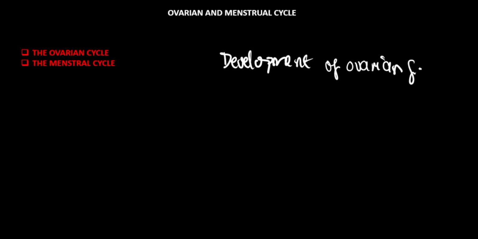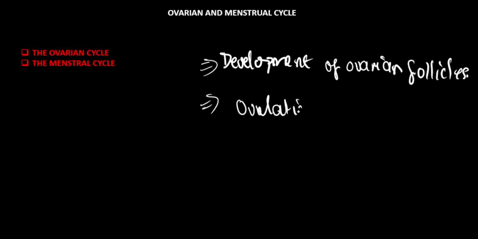Okay, so it involves the process of the development of the ovarian follicles. After the development of the ovarian follicles, what we have taking place next is ovulation. After ovulation, what we have is the development of the corpus luteum.